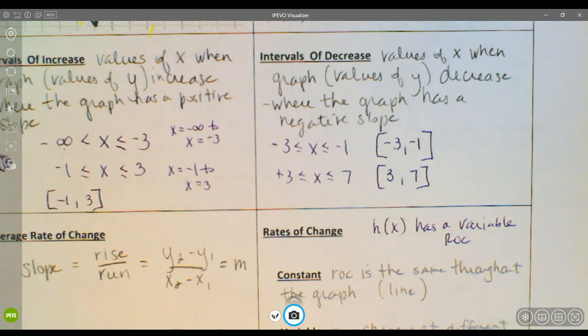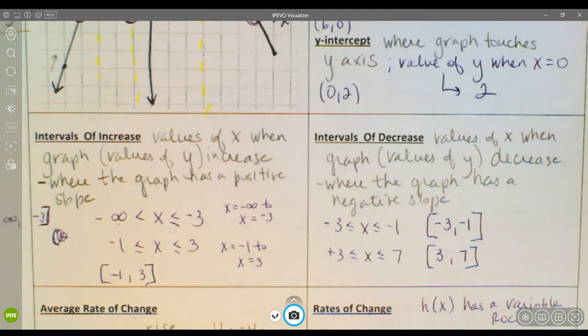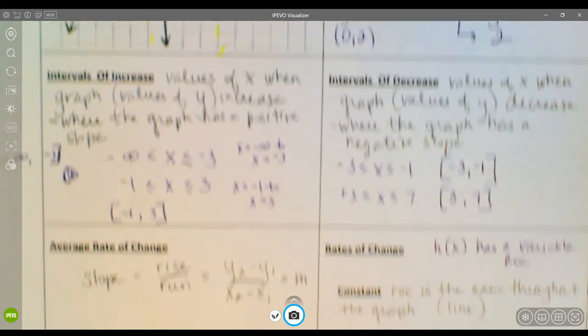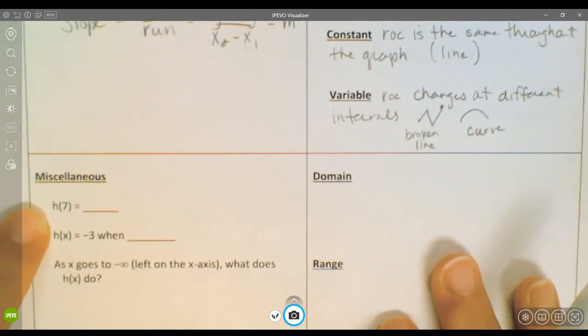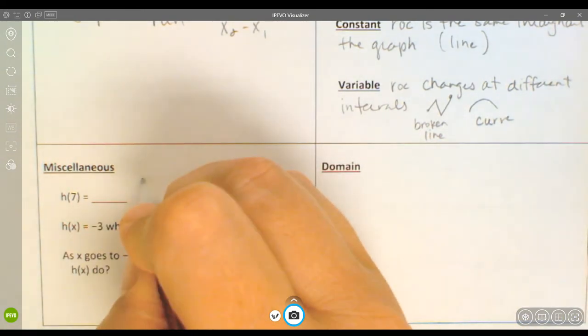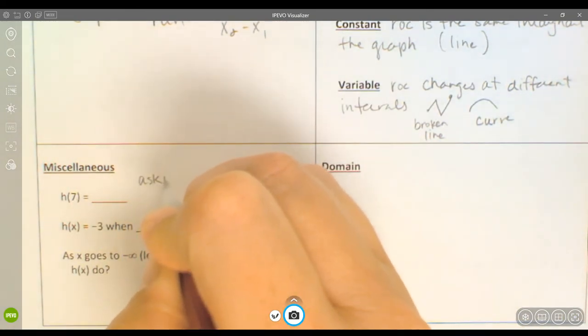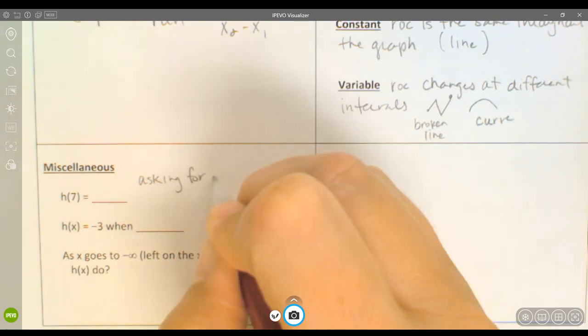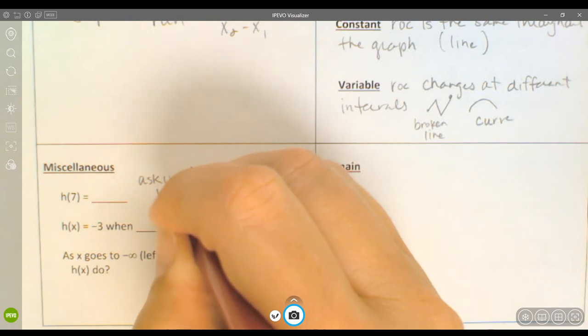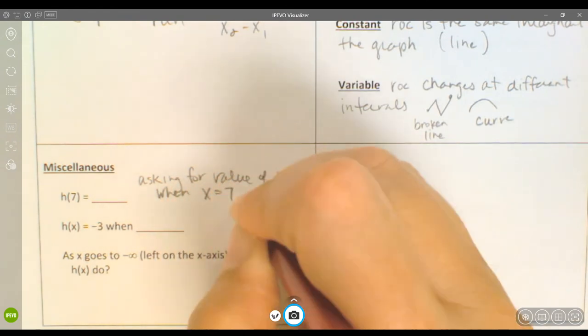All right, so now let's look at some miscellaneous problems here. When I look at this graph, I need h of 7. h of 7, I am asking for the value of y when x equals 7 on the graph.